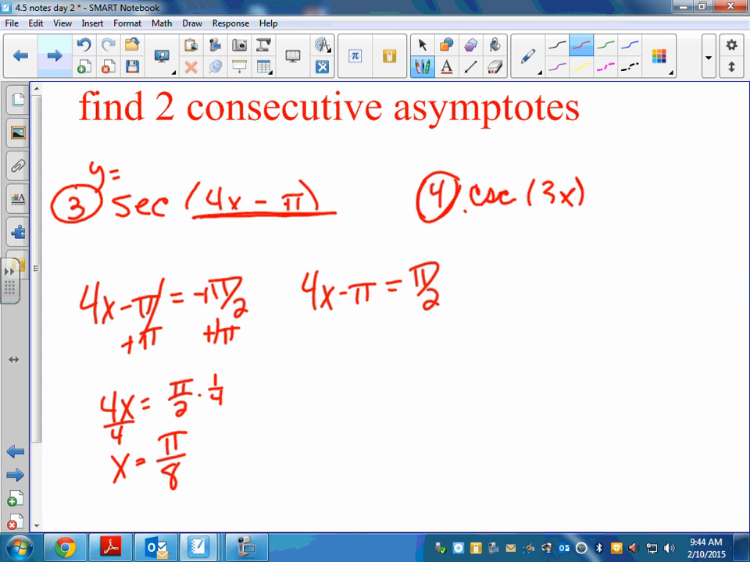But watch what happens. When I add pi over here, what is pi halves plus pi? 3 pi halves, right? 1/2 plus 1. And then when I divide by 4, still the same as multiplying by 1/4, I get 3 pi/8. Which means if I was going to graph this, my first 2 asymptotes I would graph would be at pi/8 and 3 pi/8.